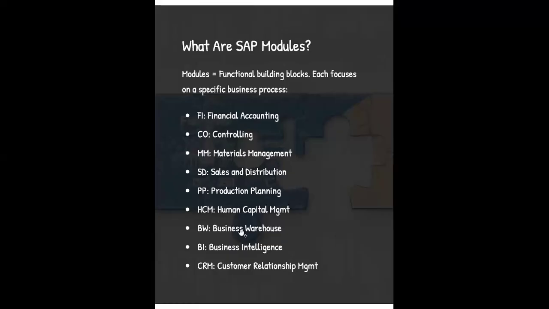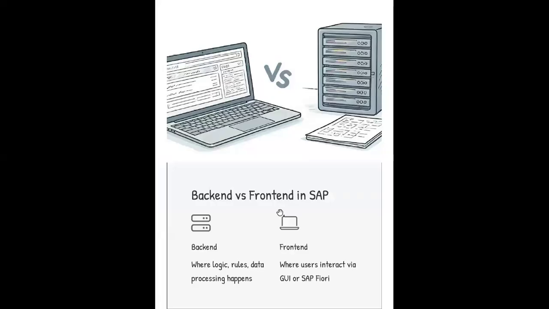Now, what are SAP modules? I already told you that modules are functional building blocks that each focus on a specific business process. The finance person will focus only on the finance side. The material management person will focus on the material management side. So these are different functional modules like controlling, HR, PP, HCM, BW, BI. Now coming to backend versus front end in SAP. The backend is where logic, rules, data, and processing happen, while the front end is where users interact with GUI or SAP Fiori.